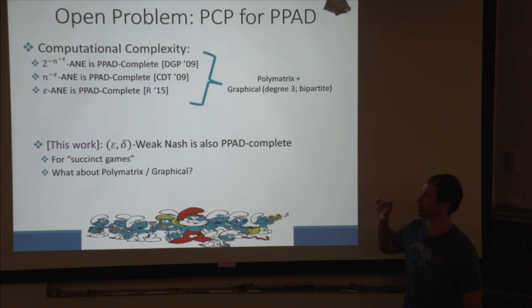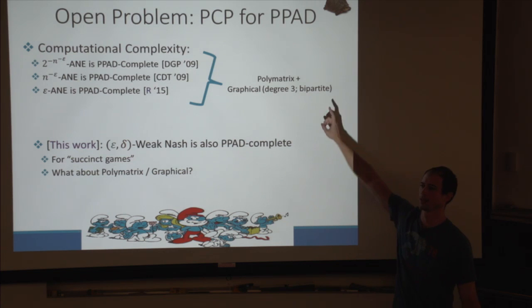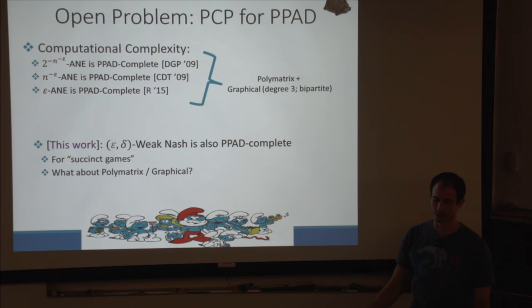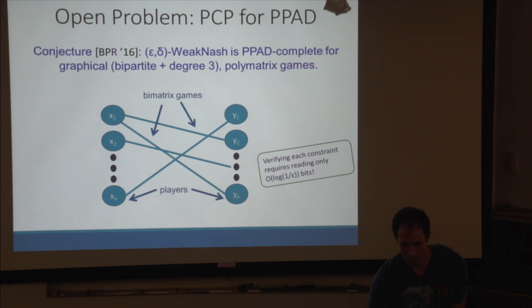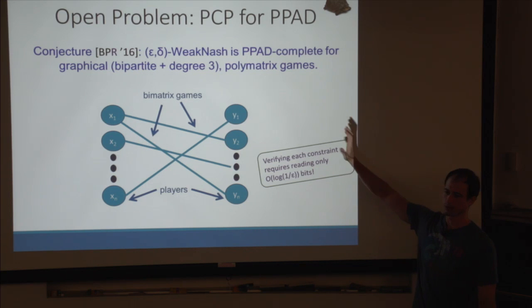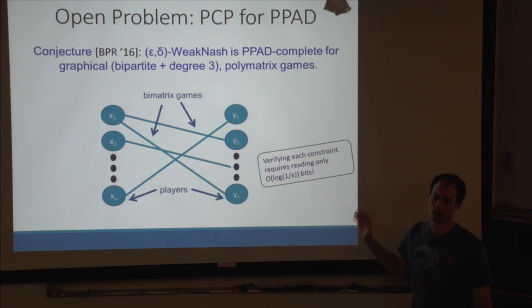And it would be really nice to get epsilon delta hardness for these graphical polymatrix games. Specifically, our PCP for PPAD conjecture is that epsilon delta is hard for graphical polymatrix games.